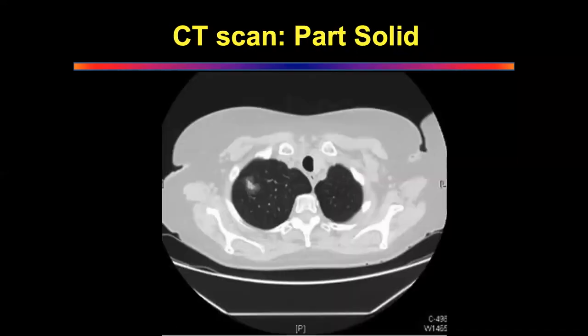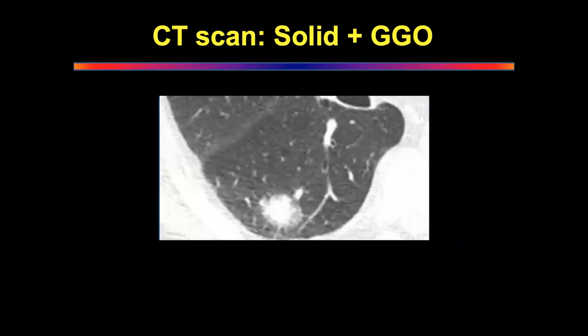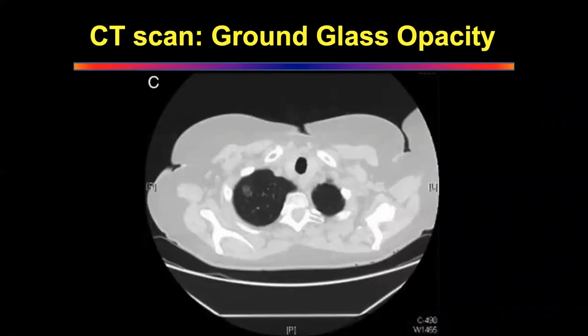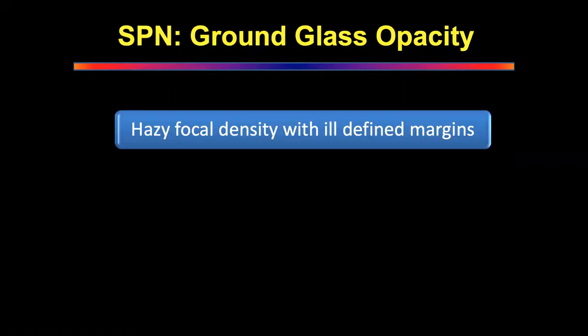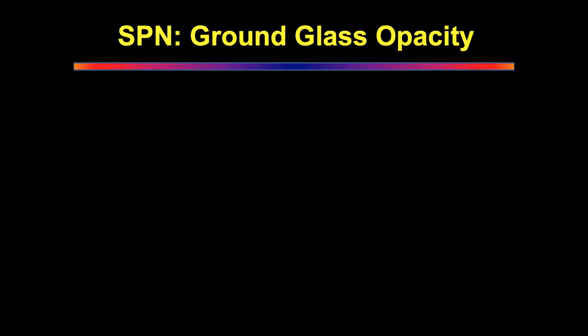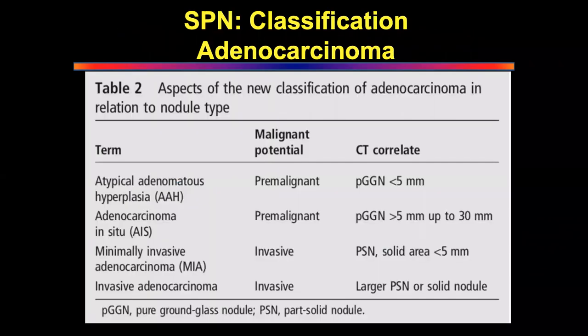Okay, so this is a solid nodule. This is a part solid. This is solid plus GGO. And this is GGO. Everybody happy with this? Yes, sir. Okay, we spoke about GGO and we said what it is. Okay, let me not go into too much.